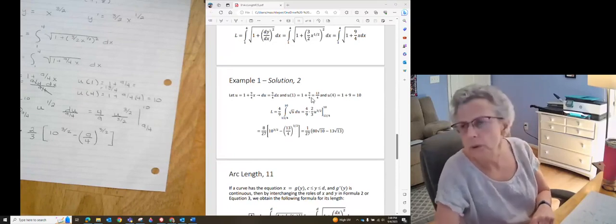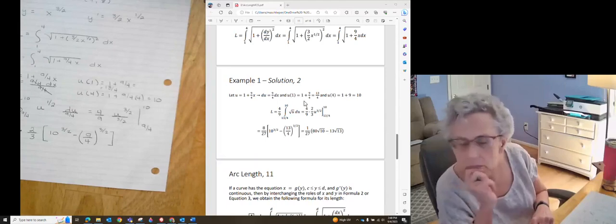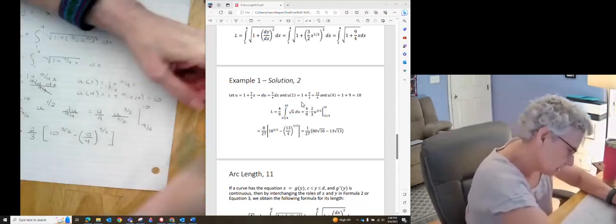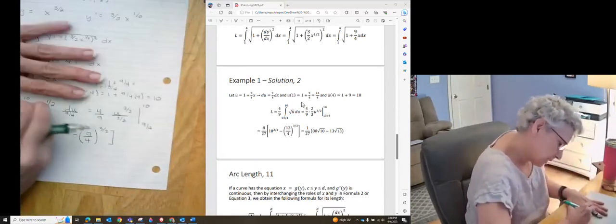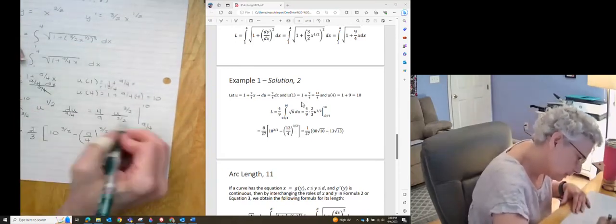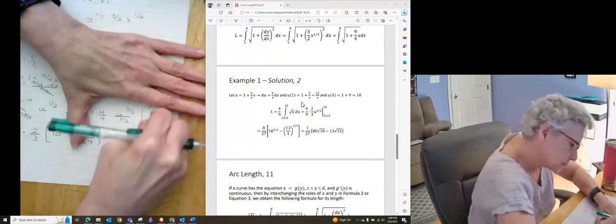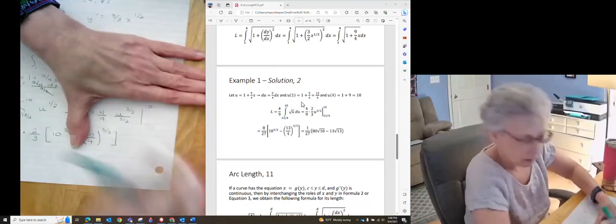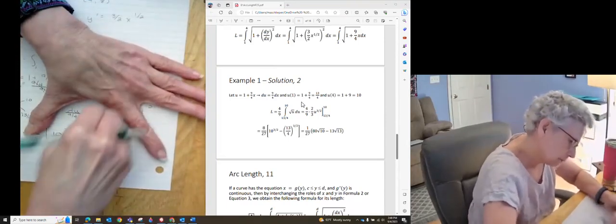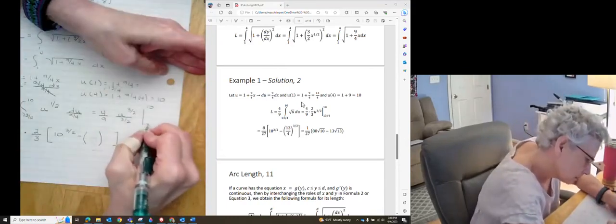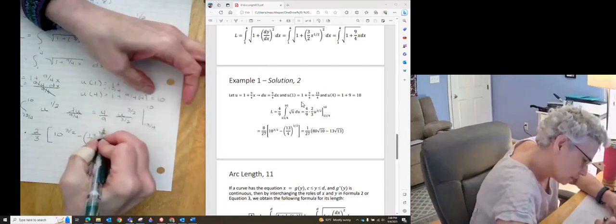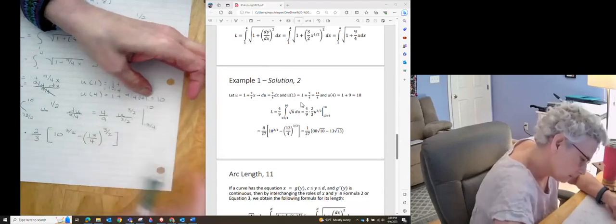So yes, I plugged in 9 over 4 instead of 13 over 4. This should be 13 over 4. This should be 13 over 4. And this should be 13 over 4. Oops, right here. 13 over 4 to the 3/2 power.